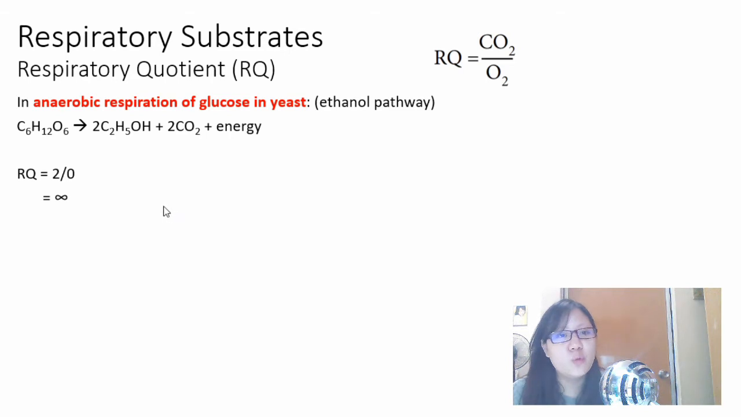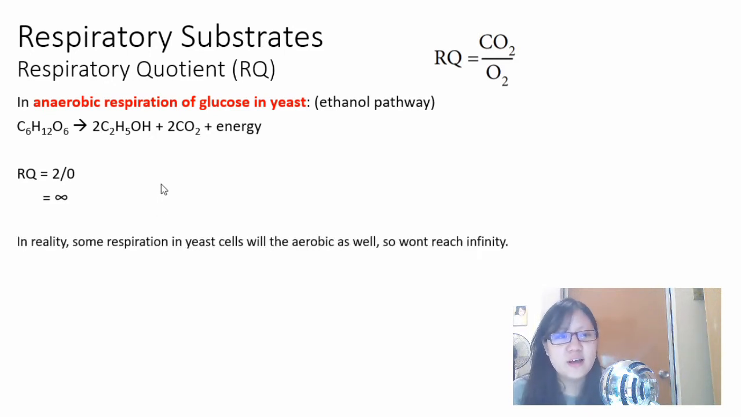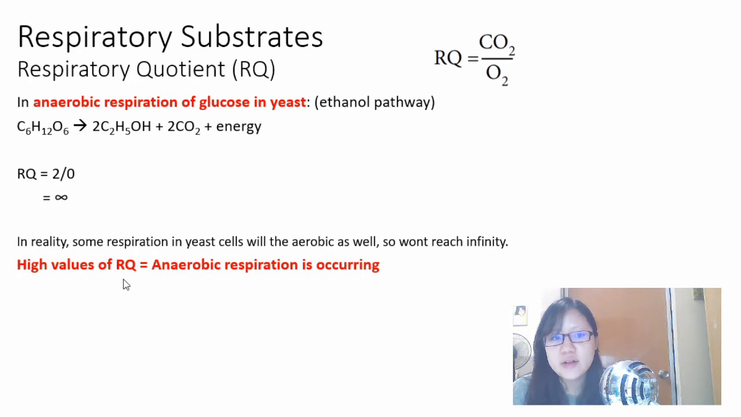Now, in reality, this is the theoretical value, right? But in reality, when we do the experiment, we are not going to get an infinite value. We will expect some cells to have aerobic respiration and some cells to not. And therefore, in like the beaker with a lot of yeast cells, the RQ value won't reach infinity. It will be just very high. So we just consider high values of RQ as anaerobic respiration is occurring. So not necessarily infinity, just a very, very big number.